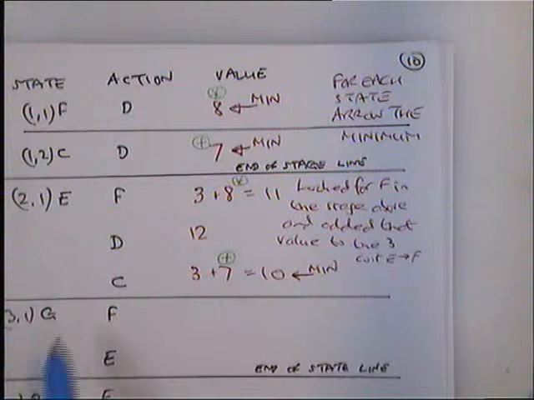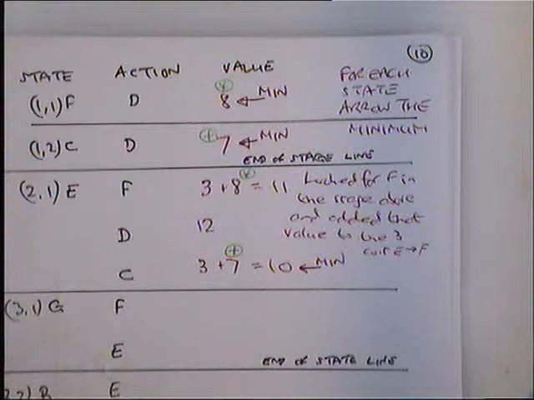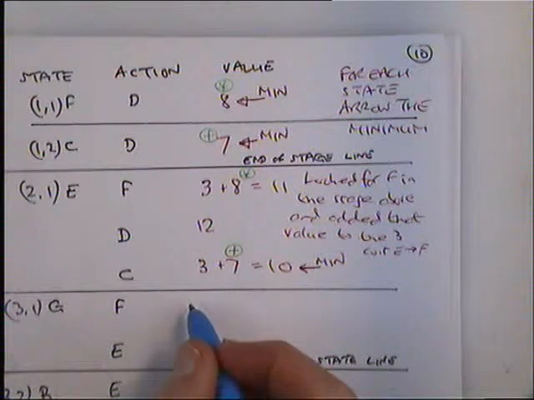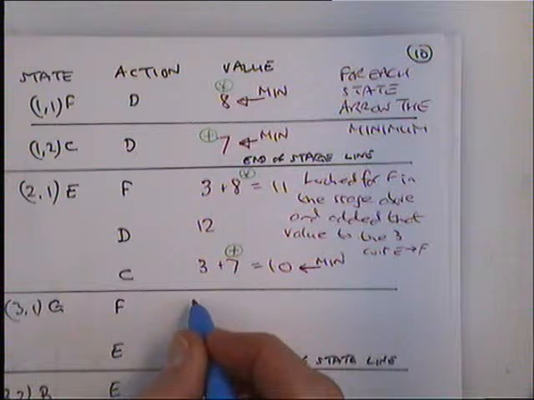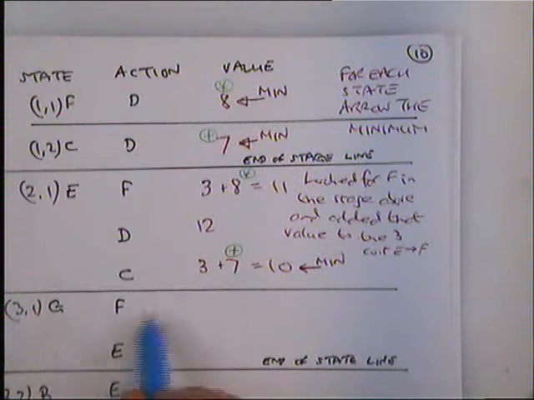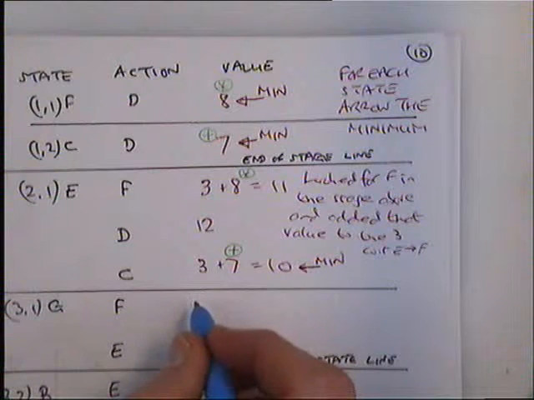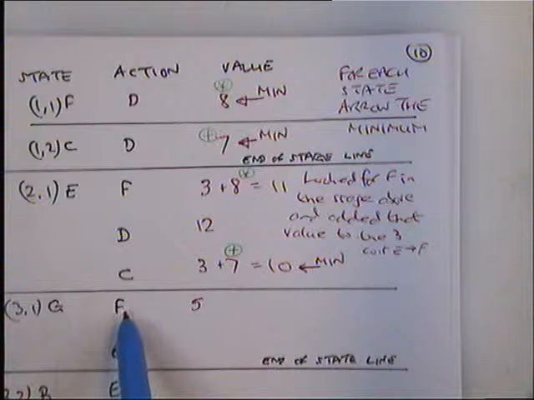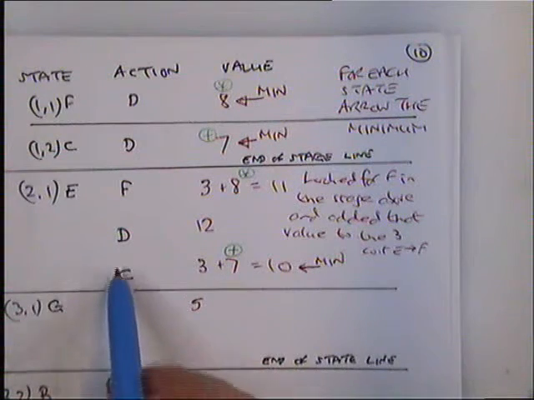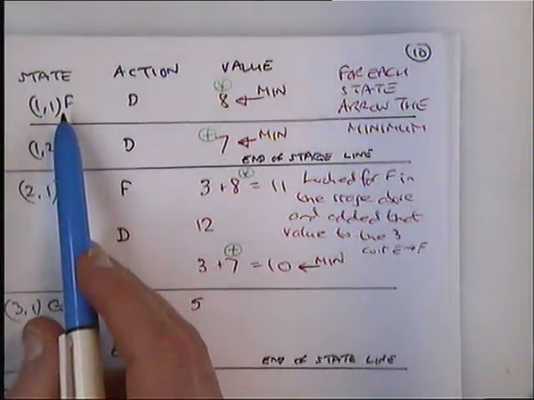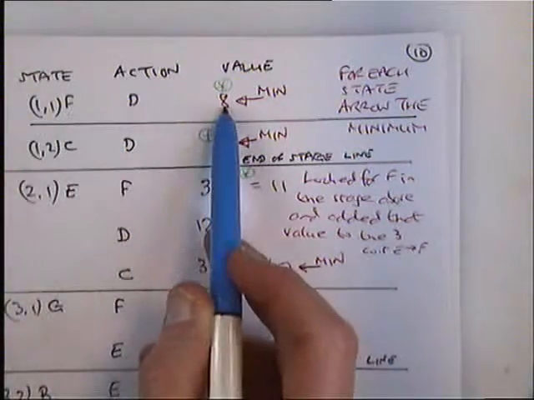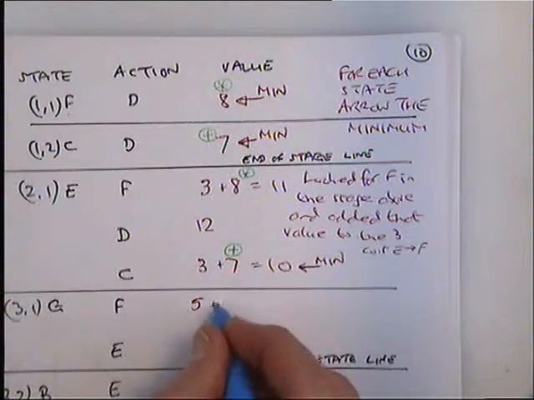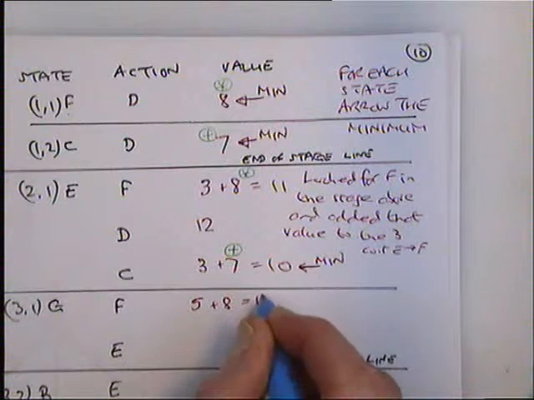So we move on to stage 3. Stage 3 has 2 states. State 3.1, which is G, we've already said we can go to F or to E. What is the cost of going from G to E? Sorry, from G to F first I should be asking. G to F is 5. Now we look to find F in a stage above. Well, that's in the top stage, stage 1. What is the value associated with it? 8. So we have a 5 plus an 8 there to give us 13.